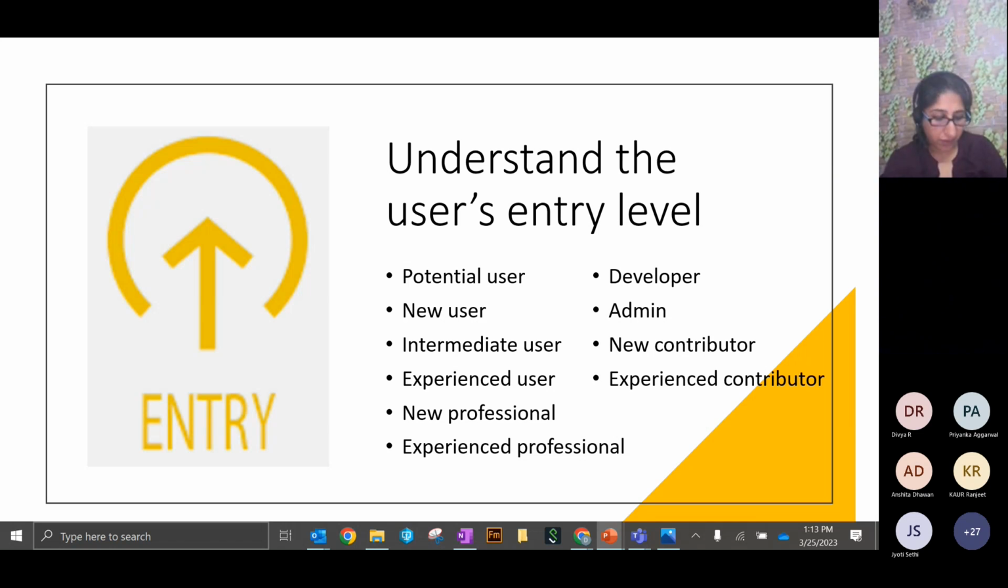Is somebody an experienced user who's well versed with the product? Is he a new professional, somebody who is new to the field, or an experienced person in the field, but new to the product? Or an experienced professional, or he's a developer, admin, new contributor, or an experienced contributor. Let's start getting down to the gory details of identifying or profiling our users.